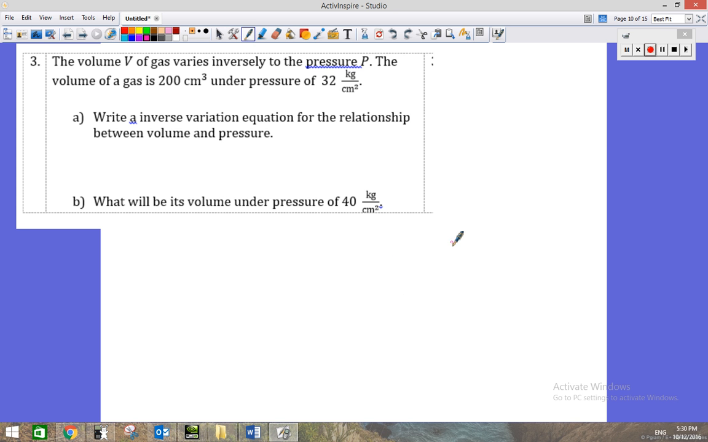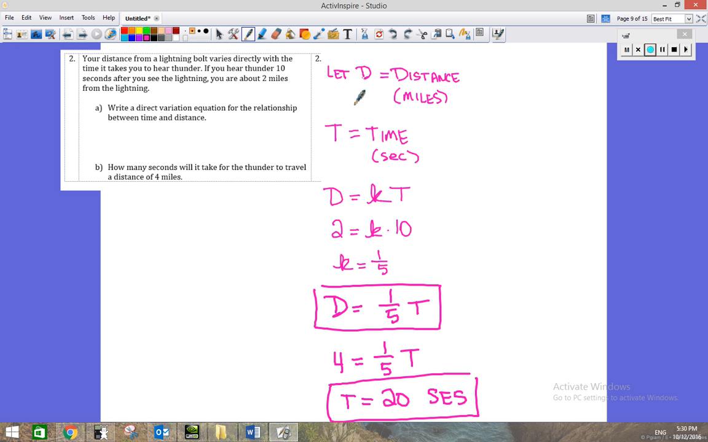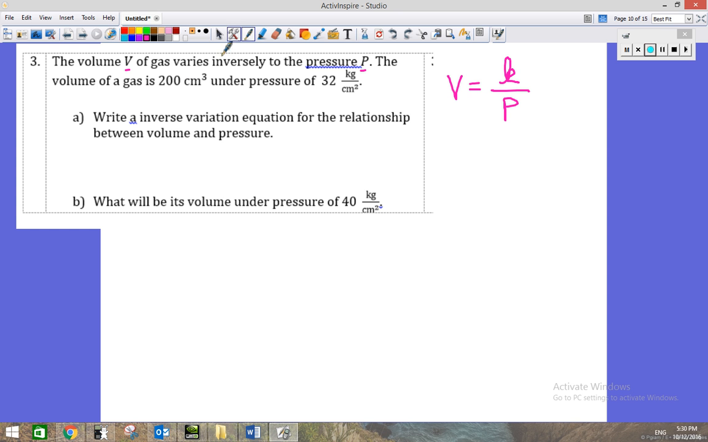The volume of gas varies inversely as to the pressure. So inversely, I think division. So now it tells me enough information to determine K, the volume. And this time it assigned the variables. I didn't have to come in and assign variables like D and T. It gave them to me. So let's figure out what K is.